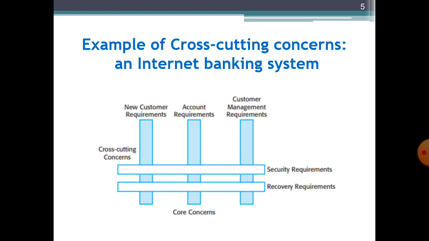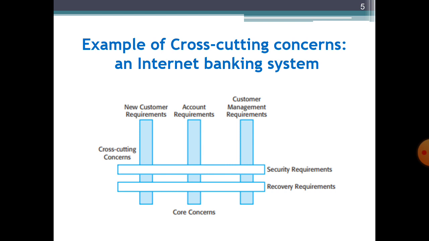So if you look at this diagram in more detail, students, as it is about an internet banking system, this system has requirements related to new customers, such as credit checking and address verification. It also has a requirement related to management of existing customers and the management of customer accounts as well. All of these are core concerns which are associated with the primary purpose.